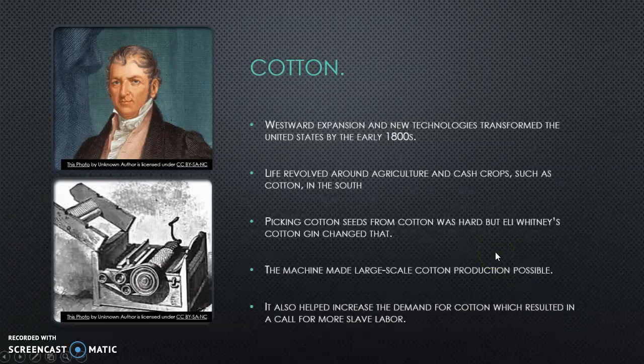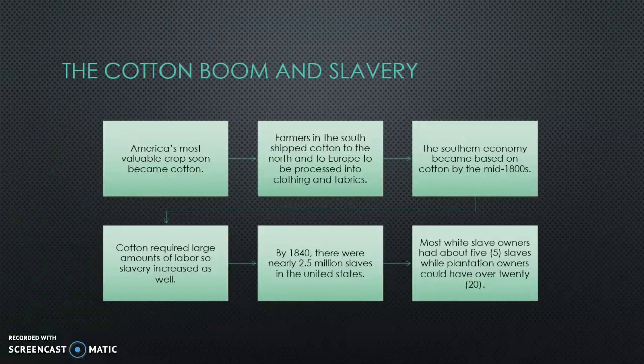So the machine is going to make large-scale cotton production possible. Obviously, the machine can separate the cotton quicker, so people don't have to pick it by hand and sort through all those tiny seeds. But the problem with this is that it's also going to increase the demand for labor, for slave labor in particular. So the cotton boom and slavery.